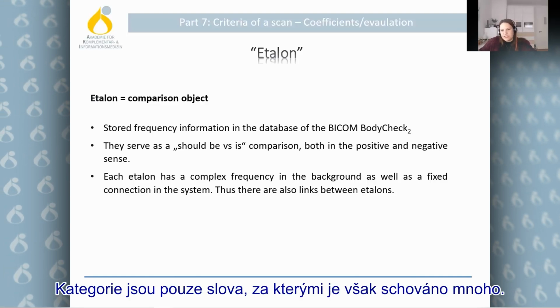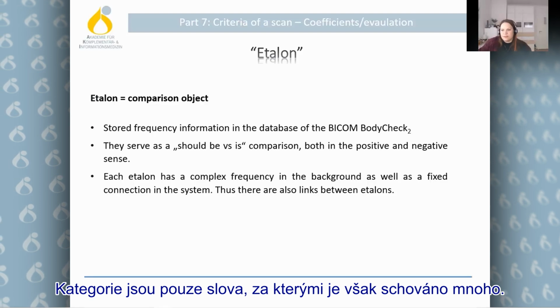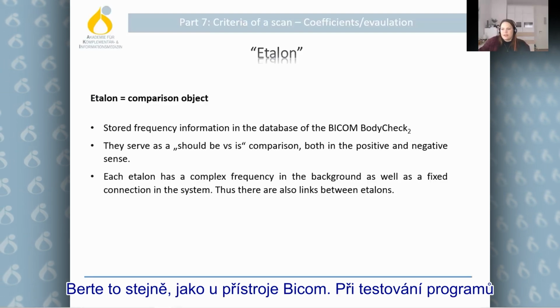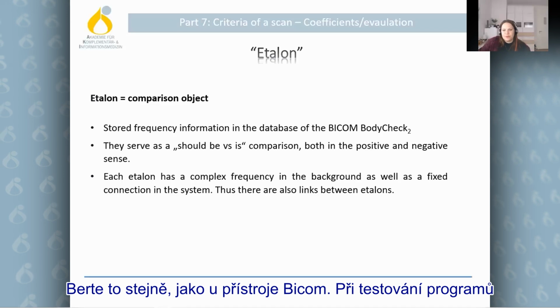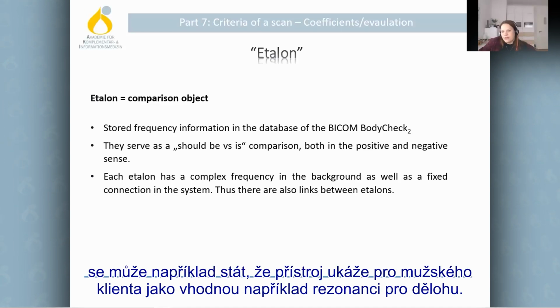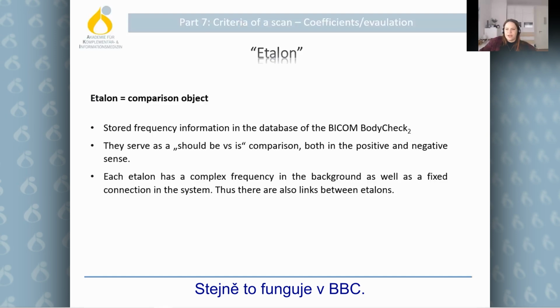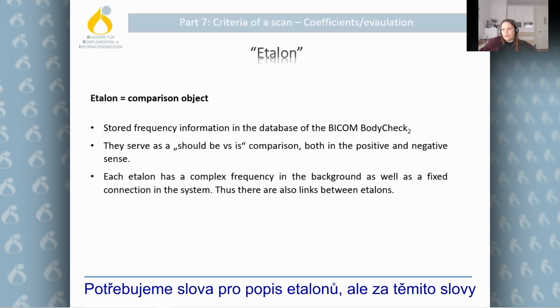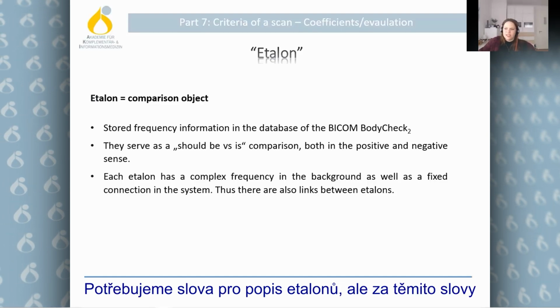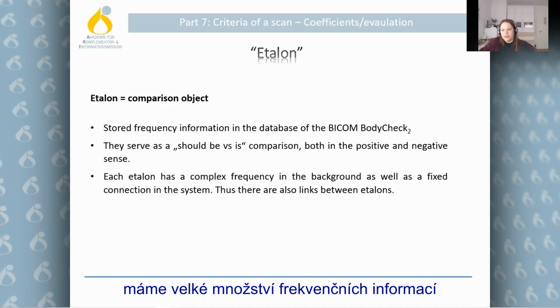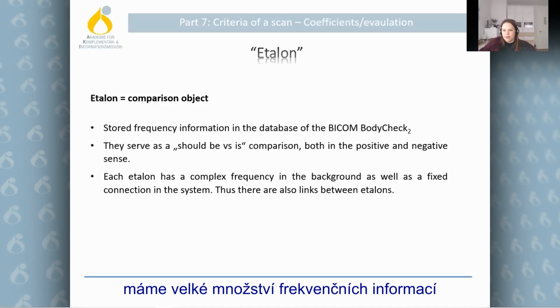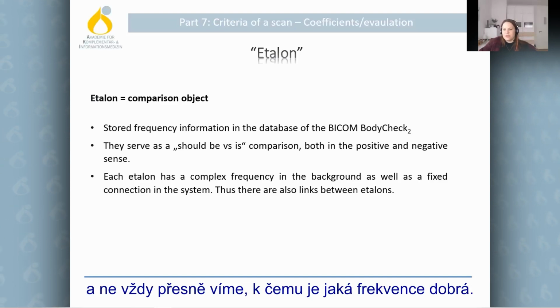The categories are just words with a lot behind them. So think of it in the same way as the BICOM. When testing programs, it can be that, for a man, resonance for a uterus program, for example. So in the same way as in the BICOM body check, we need words for these etalons, but behind these words we have really, really big frequency information, and we don't always know what this frequency is good for as well.